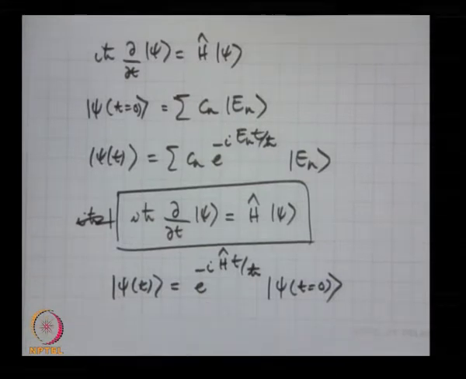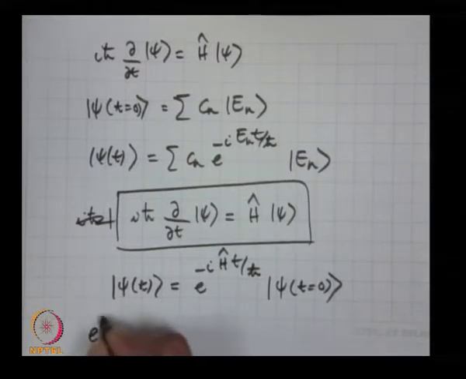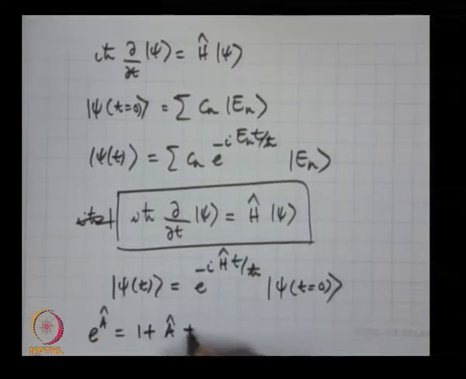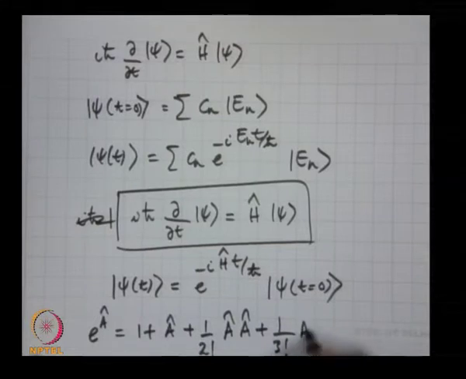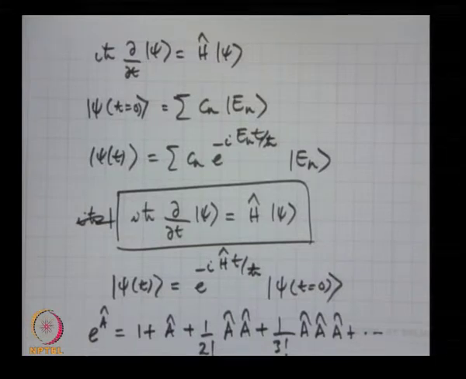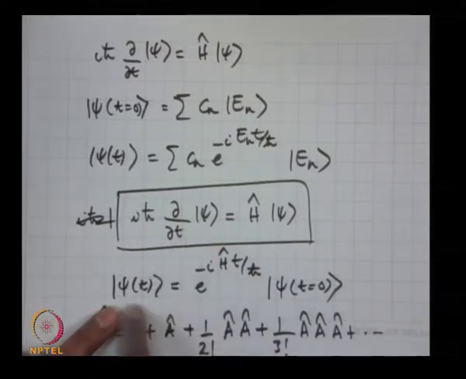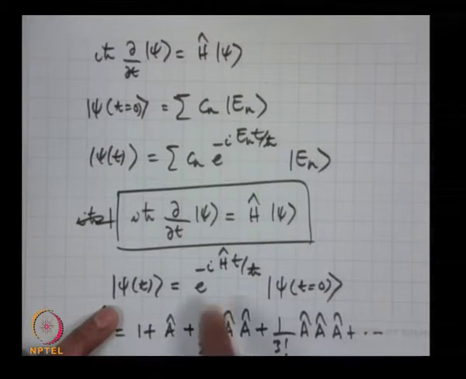Exponential of an operator is exactly defined like this: if I have an exponential of an operator a, this is 1 plus a plus 1 by 2 factorial a squared plus 1 by 3 factorial a cubed, etc. With single operators, there's no problem because a and a commute. But if I had, for example, exponential a into exponential b, I have to be a little careful. I'll give you a formula for that. But that is where I define the exponential of this operator. You can verify that this is a solution to this by differentiating both sides and substituting into this equation.